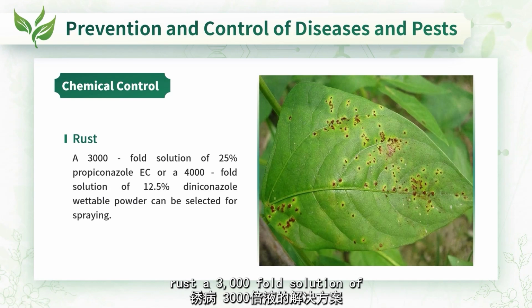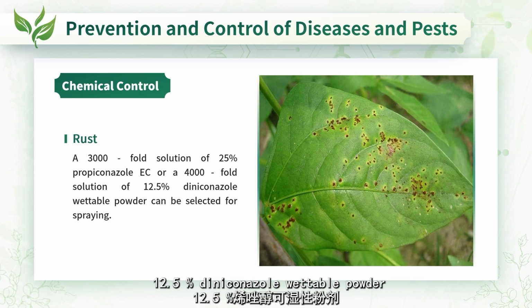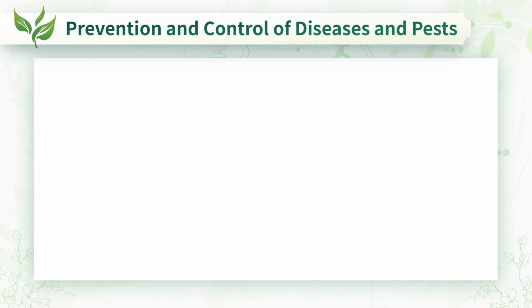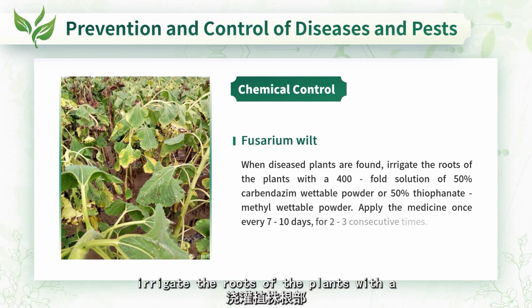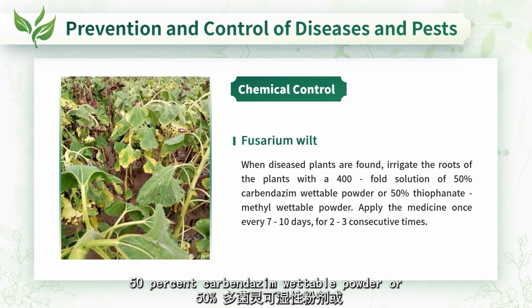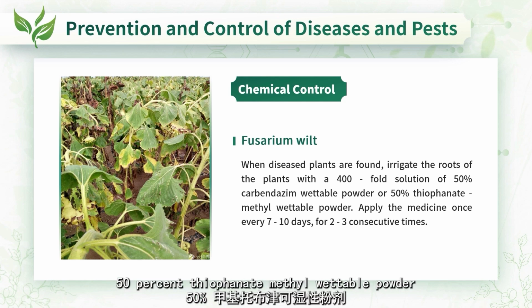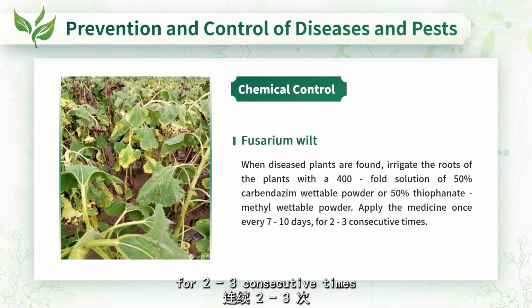Rust. A 3,000-fold solution of 25% propiconazole EC or a 4,000-fold solution of 12.5% diniconazole wettable powder can be selected for spraying. Fusarium wilt. When diseased plants are found, irrigate the roots of the plants with a 400-fold solution of 50% carbendazim wettable powder or 50% thiophanate methyl wettable powder. Apply the medicine once every 7-10 days for 2-3 consecutive times.